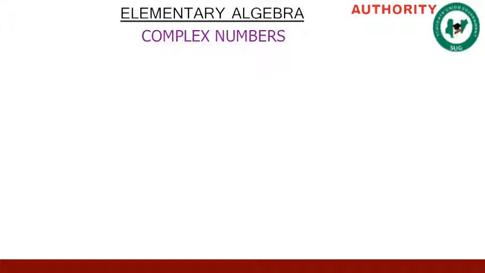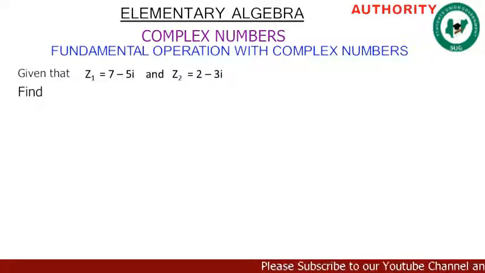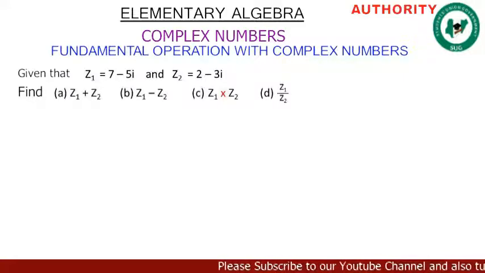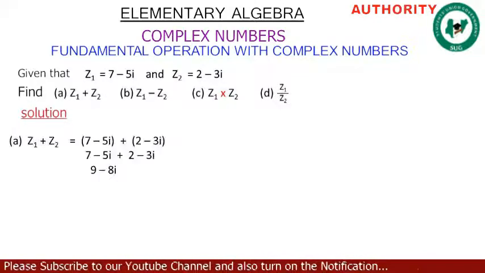All right, let's go again. We are still treating fundamental operations with complex number system. Let's take this question. Given that z1 is equal to 7 minus 5i and z2 is equal to 2 minus 3i, find a, z1 plus z2, b, z1 minus z2, c, z1 times z2, d, z1 divided by z2. Okay, now solution, let's go.